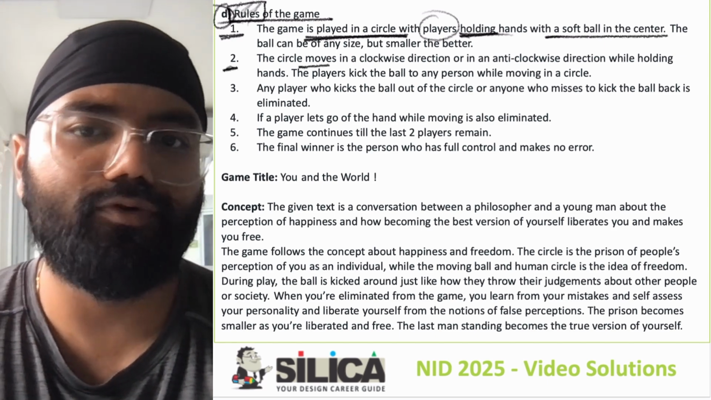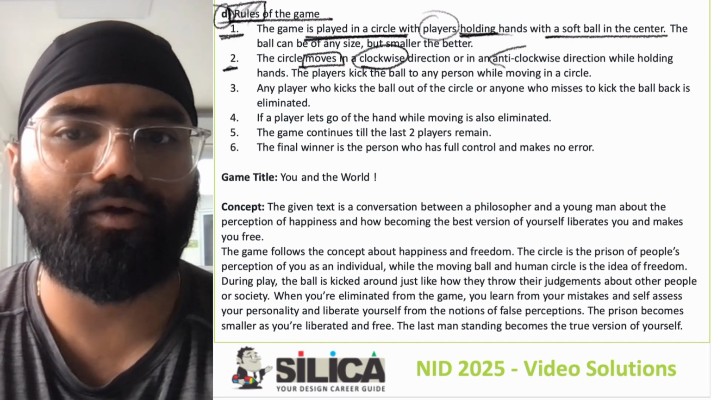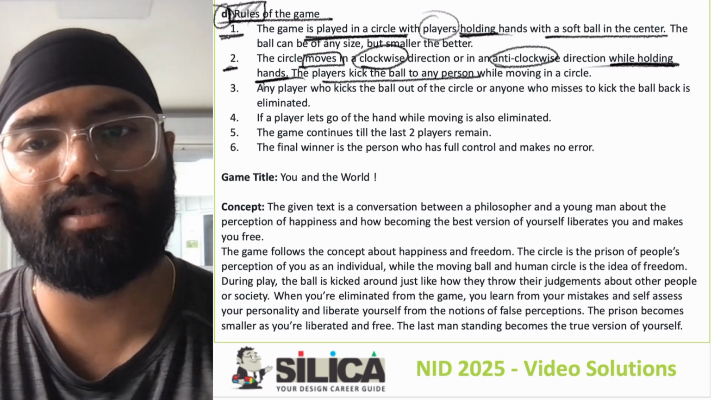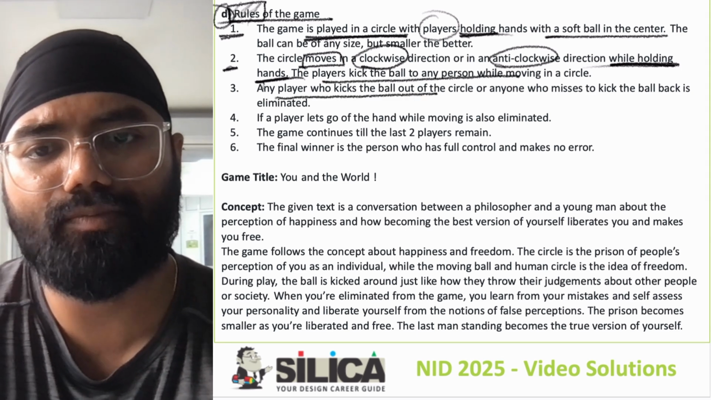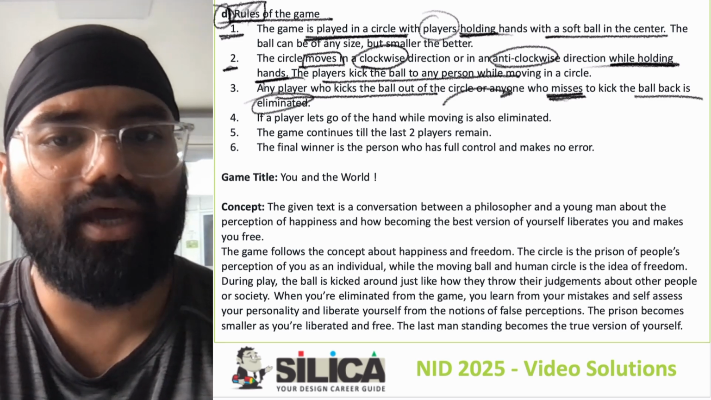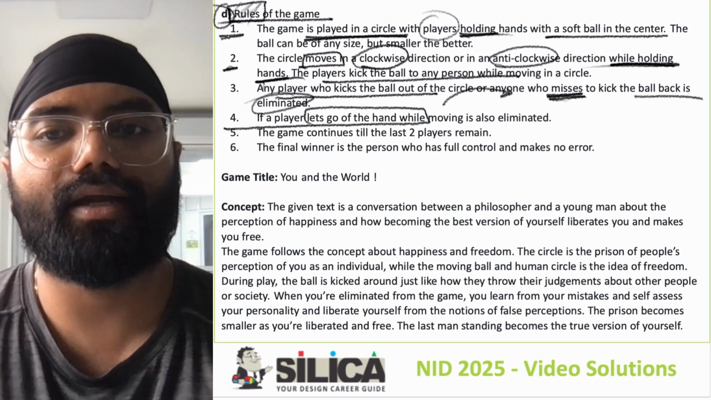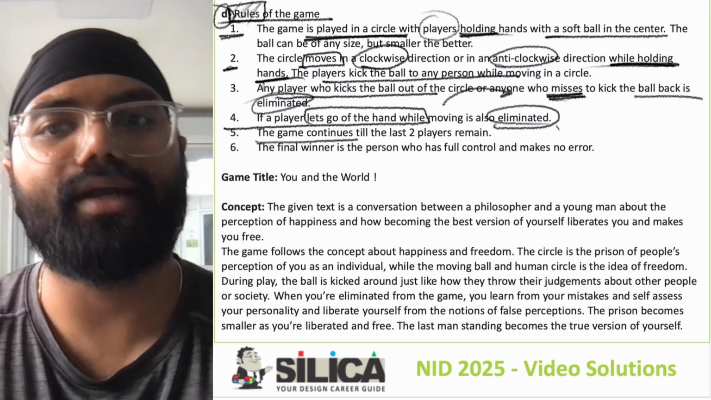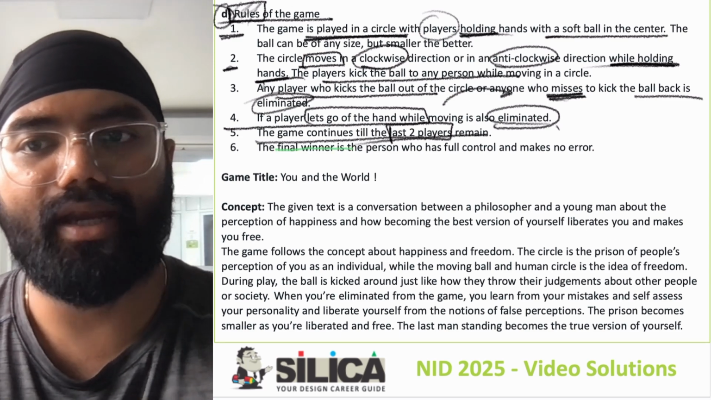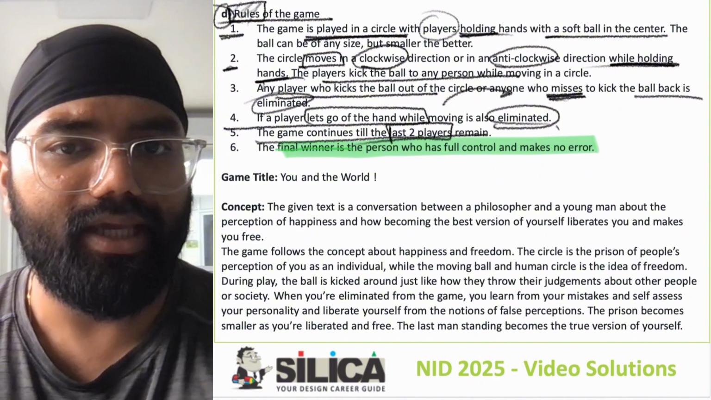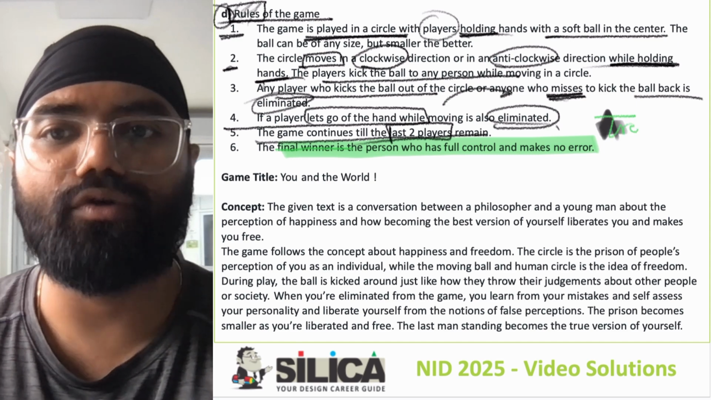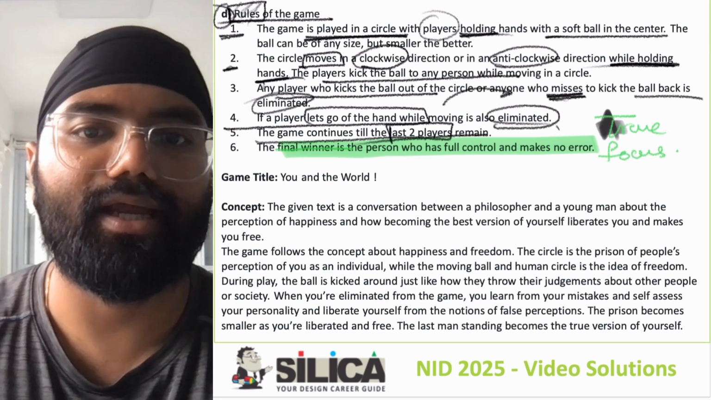Secondly, the circle moves either clockwise or anti-clockwise while holding hands. Third, players have to kick the ball towards anyone else in the circle. Fourthly, if someone kicks the ball out or misses it, they are out. Fifth, if anyone breaks the chain or lets go of a hand, they are also out. Lastly, the game continues till two players remain, and the one who stays focused and error free till the end is the winner. The aim is to stay true to yourself, stay focused, and not get thrown off by pressure, just like the message in the dialogue.